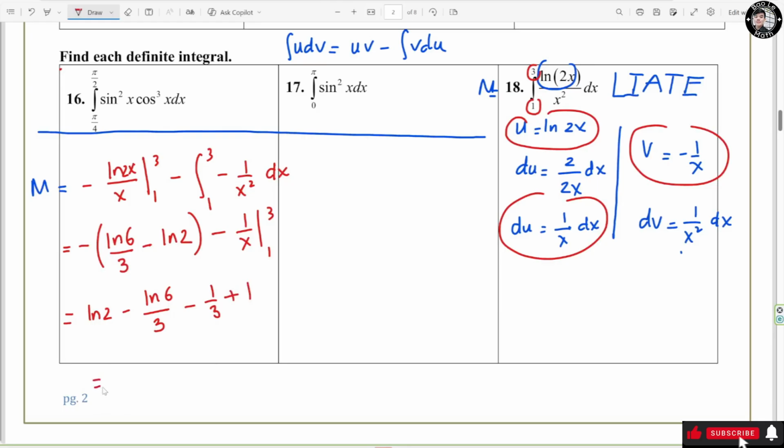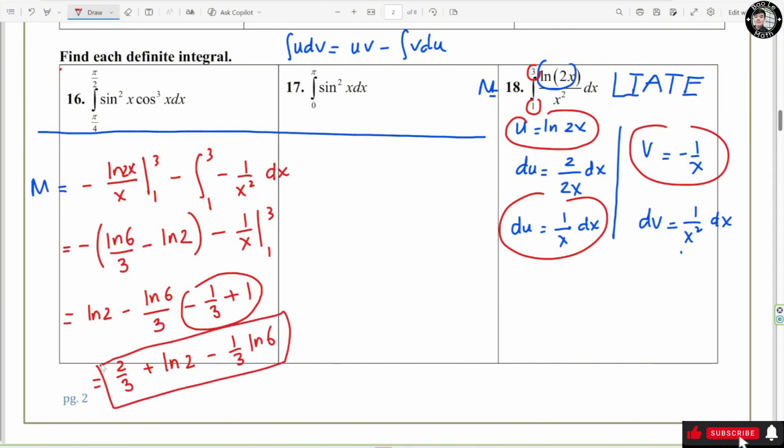So the final answer should be, I'm going to simplify this guy. It should be 2 third plus ln 2 minus 1 third ln 6. This one is the final answer.